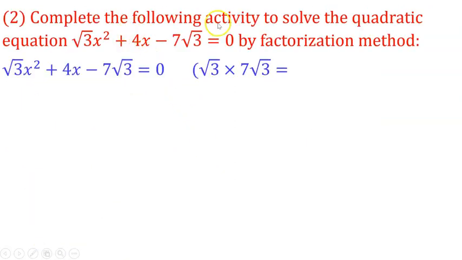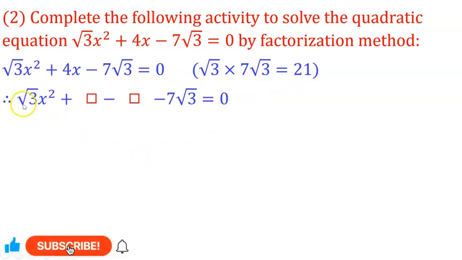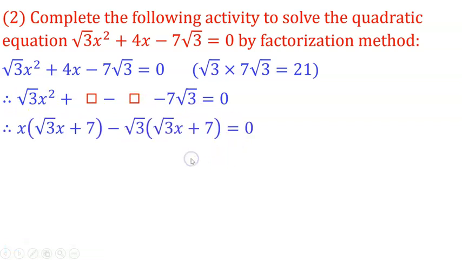Now next activity, complete the following activity to solve the quadratic equation root 3x square plus 4x minus 7 root 3 is equals to 0 by factorization method. Now see this is the quadratic equation root 3x square plus 4x minus 7 root 3 is equals to 0. The product of first and last term, that is 3 into 7 root 3, is 21. Next root 3x square plus dash dash minus dash dash minus 7 root 3 is equals to 0.